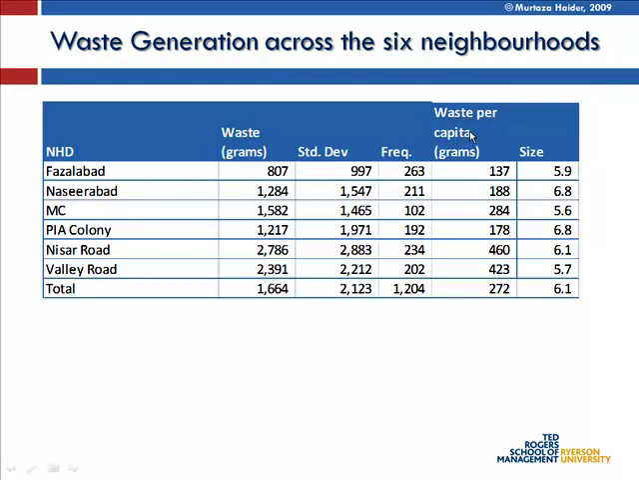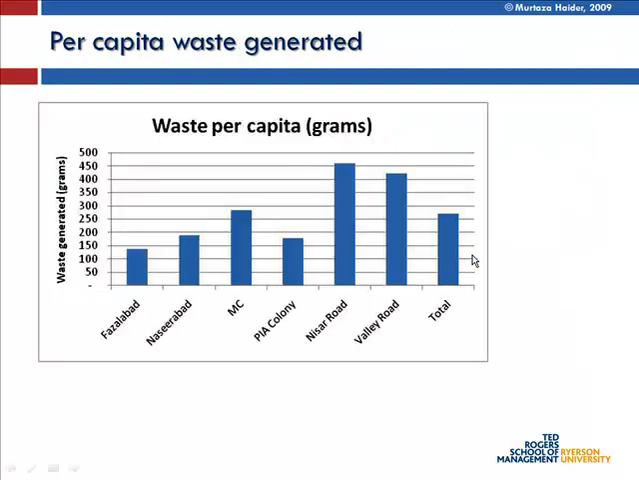And then also I have provided here waste generated per capita. That is, you take the average waste generated per household and divide it by the average size of the household for that neighborhood. And what you have here is the average waste per capita, or per person. And again, the numbers present the same situation: the lowest per person waste is generated by low income households, and the highest per person waste is generated by high income neighborhoods.